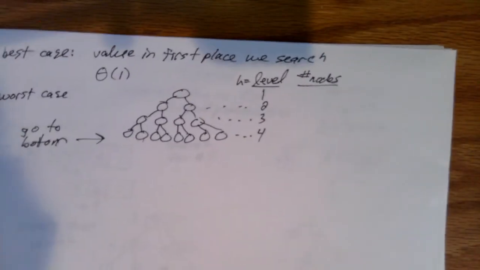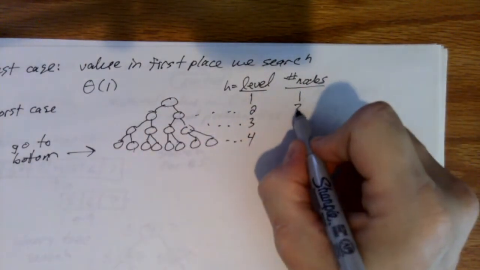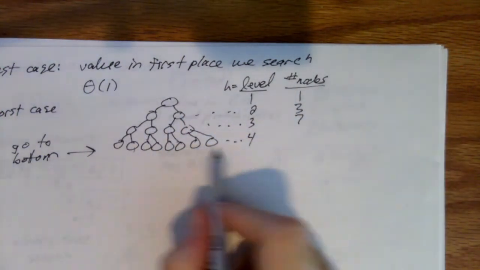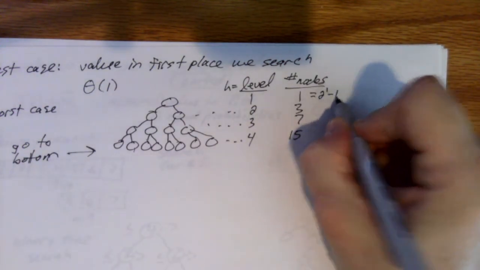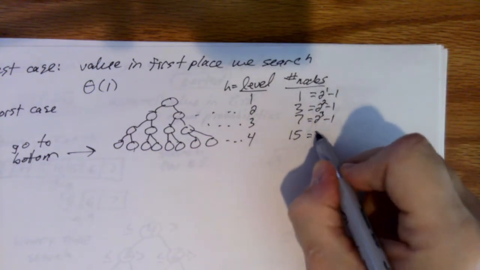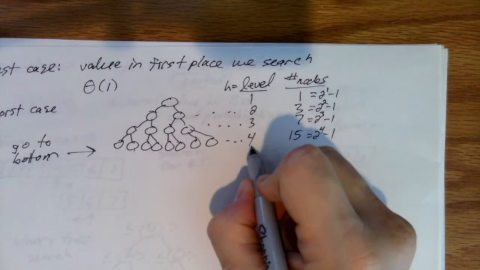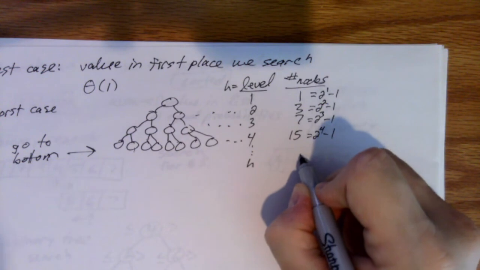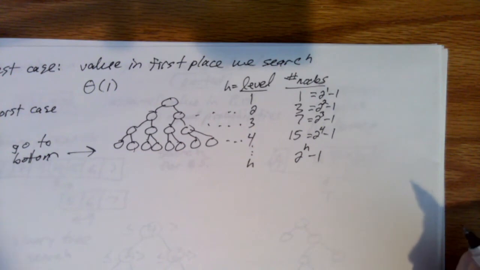So if we look at the number of nodes, if we only had one level, we just have one node. 2 levels, 1, 2, 3. 3 levels, we have another 4, so it's 7. 4 levels, we add another 8, so it's 15. If I look, that's 2 to the first minus 1. That's 2 squared minus 1. That's 2 cubed minus 1. That's 2 to the fourth minus 1. So the number of nodes, if my level goes down to h, will be 2 to the h minus 1. Okay?